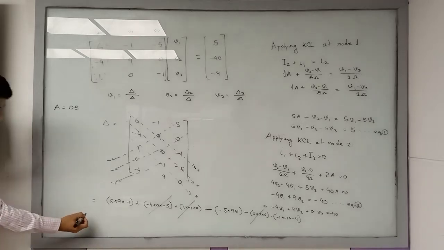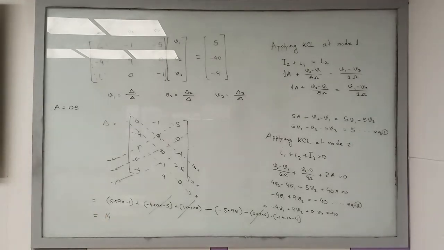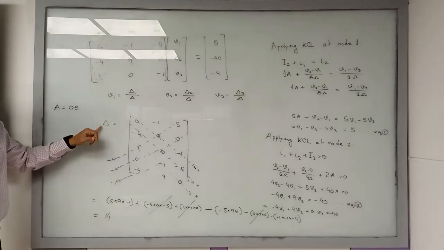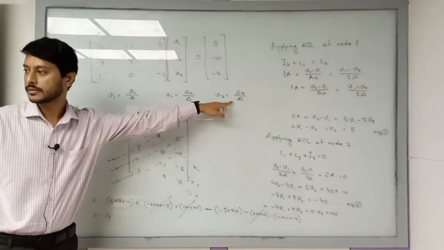Now let's say you will get some value over here, let's say 14. Okay? Let's say this is 14. So we have got the determinant, this base determinant, right?